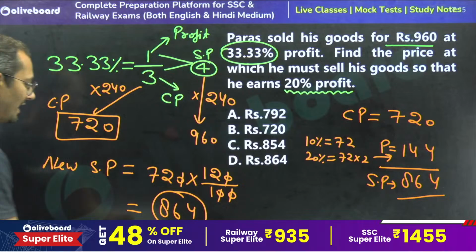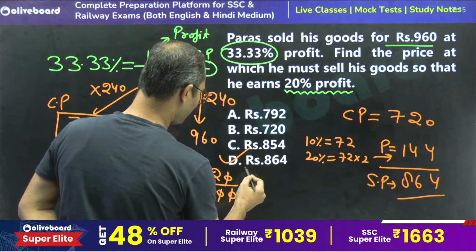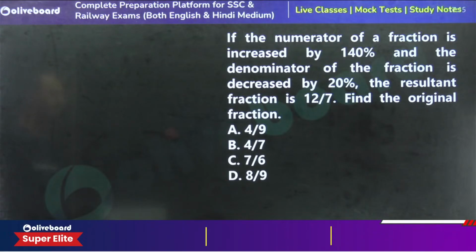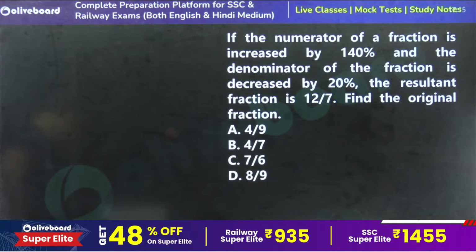So we can say that 864 is the right answer. D is the right answer. Yes, D is the right answer. So moving to the next question. Please tell me what is the answer for this question.